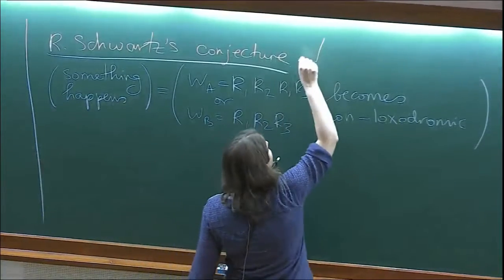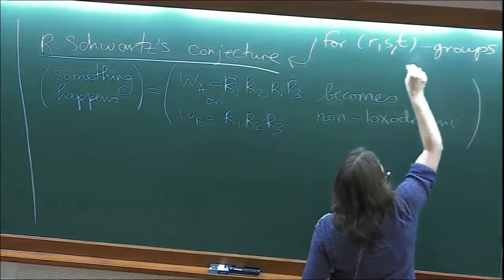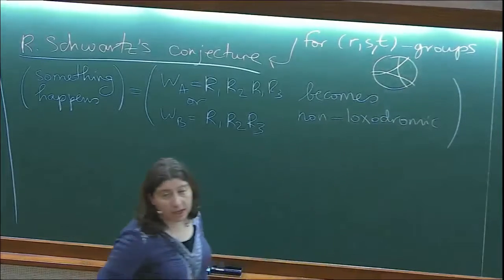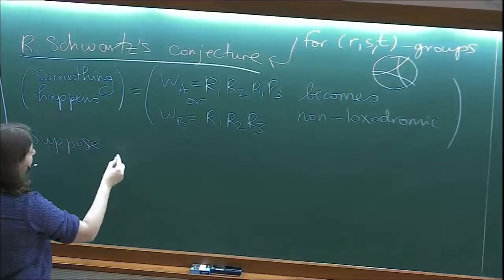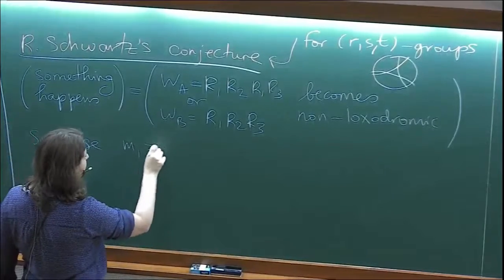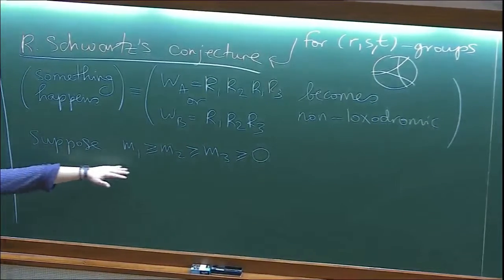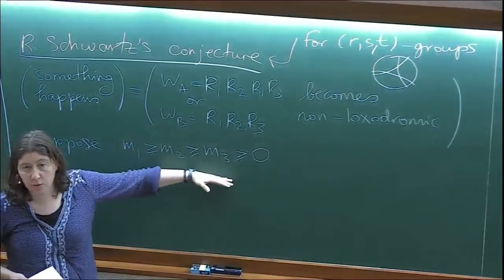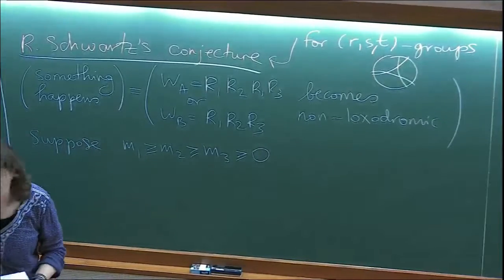But because this conjecture is for the case where the three lines intersect inside the complex hyperbolic plane, so not necessarily for our case. Now we assume here that the distances m1, m2, m3 are ordered in this way. We can order them any way we like. And then we allow here the case that some of them are zeros, which then corresponds to them intersecting on the boundary.